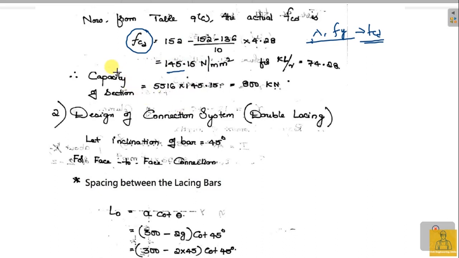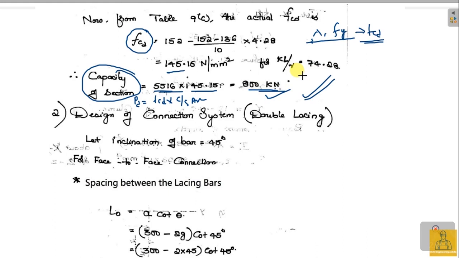And of course, you know that the design capacity of the section, PD, is equal to FCD into the cross-sectional area, 5516 into FCD, 800 kilonewton. So it is equal to the load that is coming onto this built-up column section. So it is safe. This is a check whether this built-up section is able to take this load or not. If this condition is not satisfied, you have to go for a higher angle section and you have to revise the previous steps.